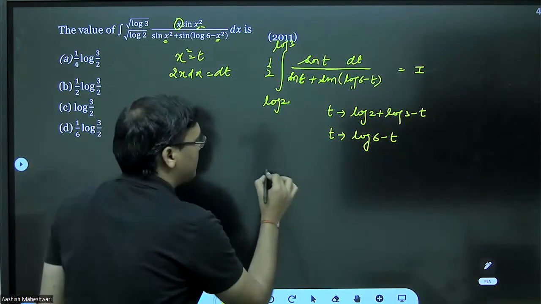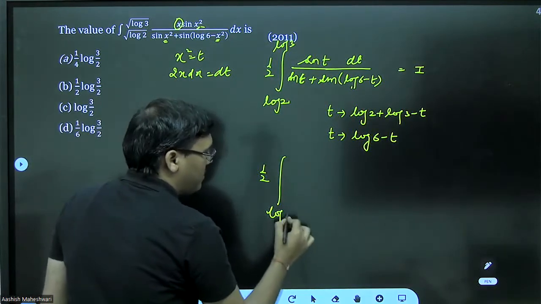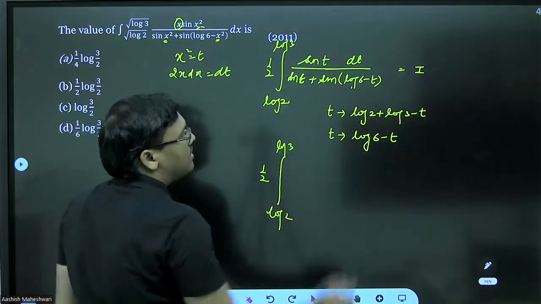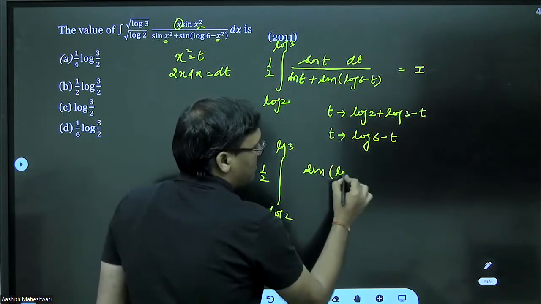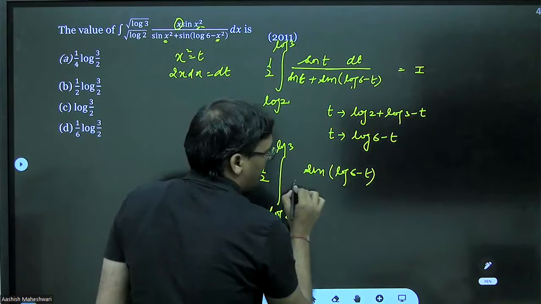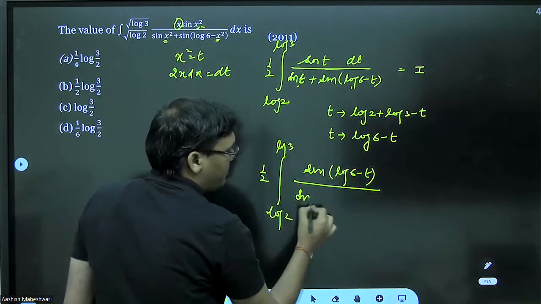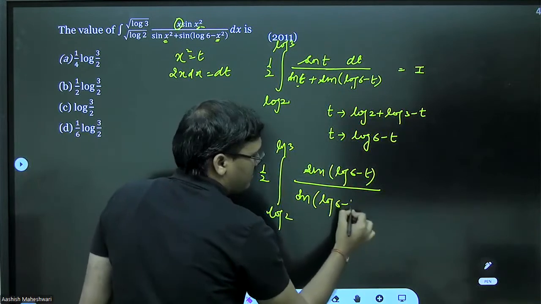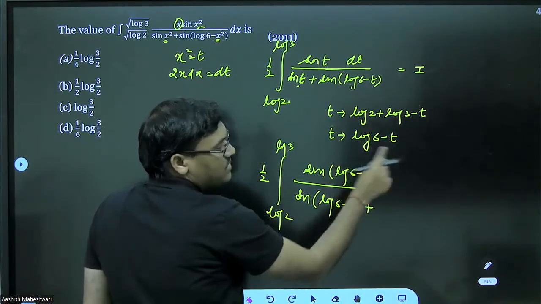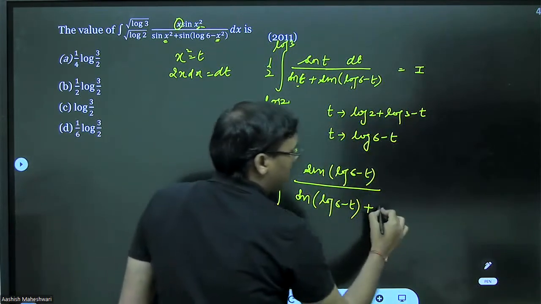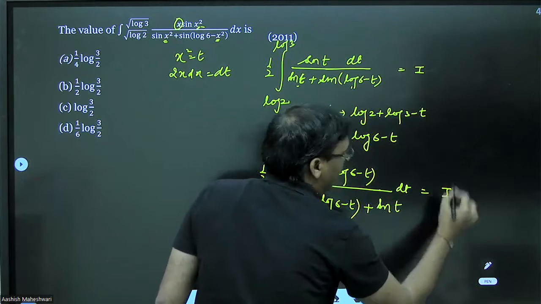So can I say this is 1 by 2, the limits will remain same, log 2 to log 3, and this will become sine of log 6 minus t, divided by, if I replace t with log 6 minus t, sine of log 6 minus t plus, you can clearly see log 6 will cancel and it will become sine t, dt. And this is also equal to the same value I.